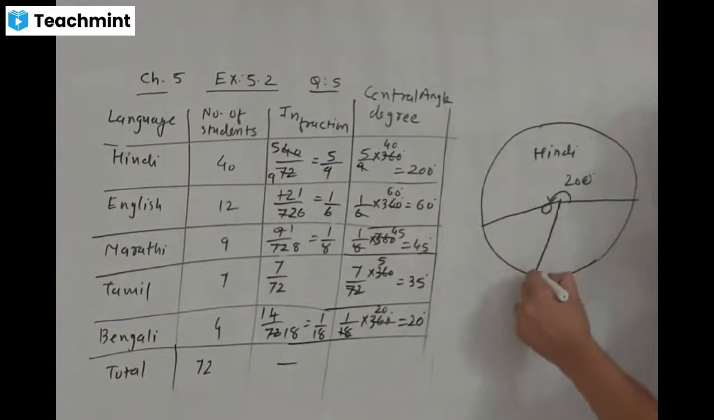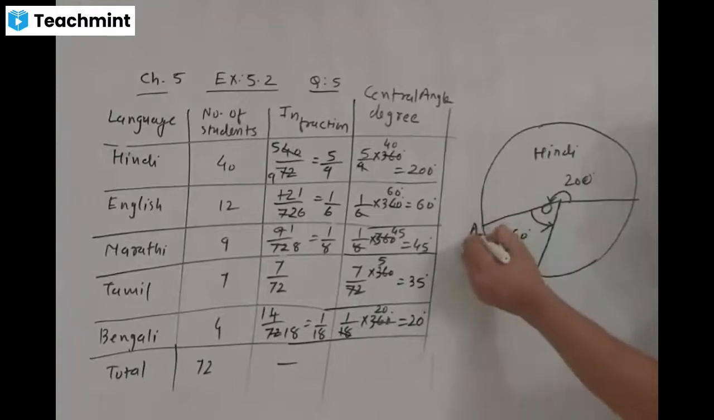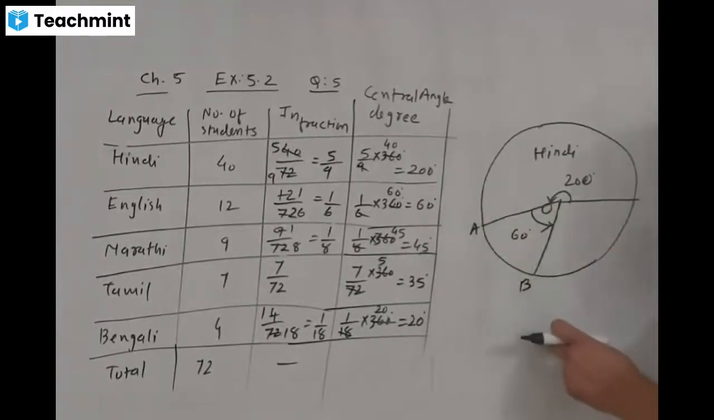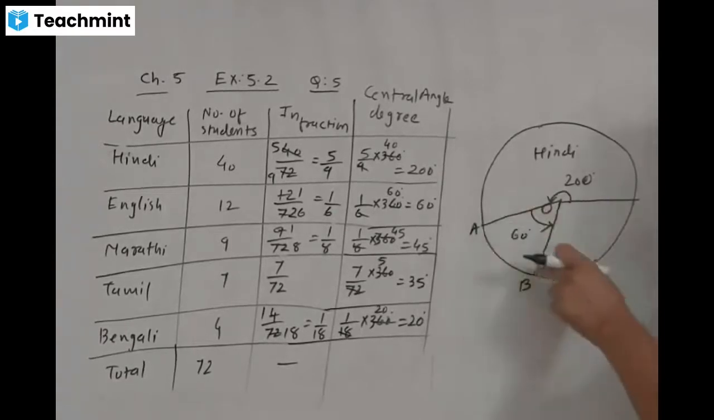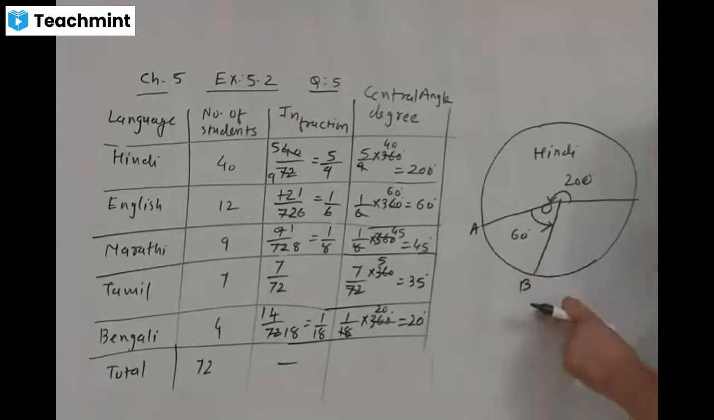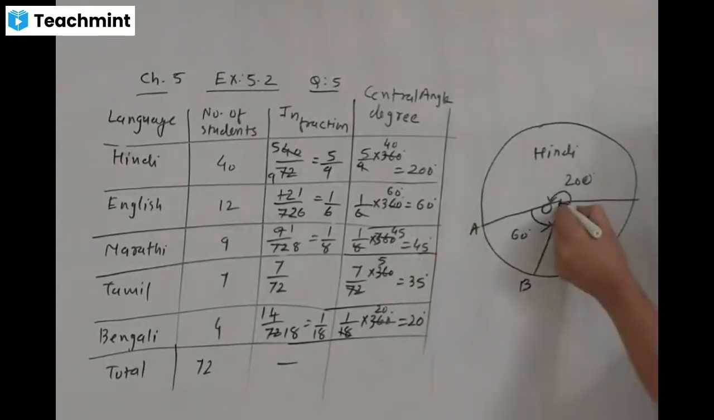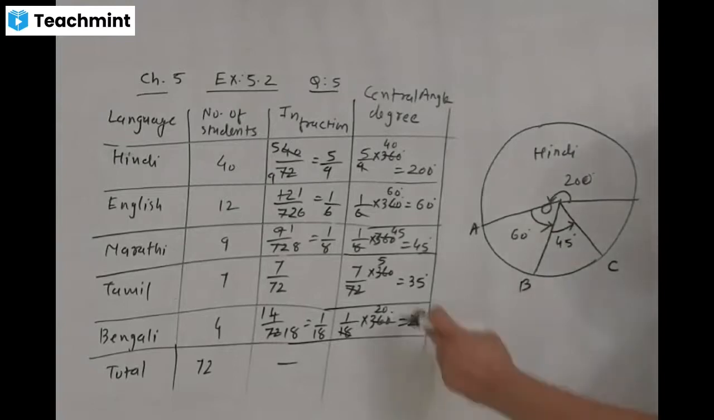That angle is 60 degrees. Angle AOB is 60 degrees. Draw AOB 60 degrees. Okay, line OA is the 0 and angle AOB is equal to 60 degrees. Another one is 45. That angle is 45 with a proper scale. Therefore, angle BOC is equal to 45.